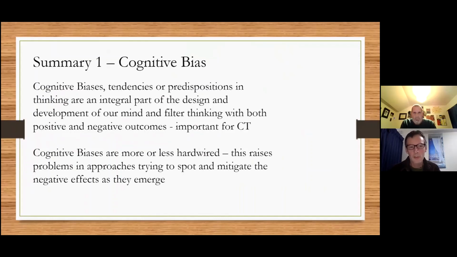Okay, thanks, John. So just a quick summary of what we talked about today. Cognitive biases are really important for critical thinking because they underlie a lot of our thinking processes and filter our conscious thinking before it becomes conscious. They are more or less hardwired, so this makes it very difficult to say, oh, there's the ostrich effect, I'm going to do something about it. So those 2 points are very important for teachers who are thinking about preventing and mitigating bias in their classes.